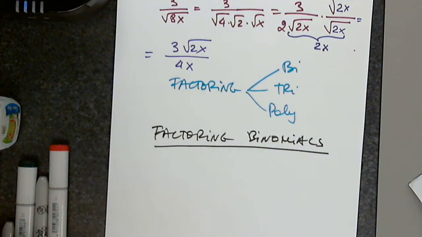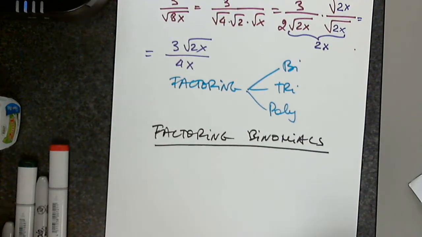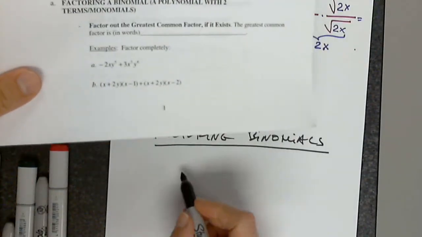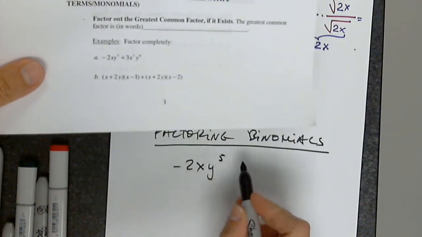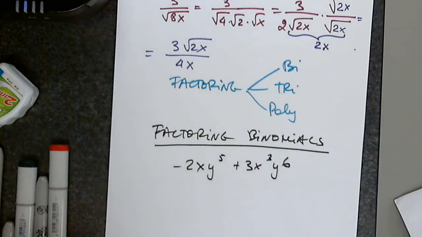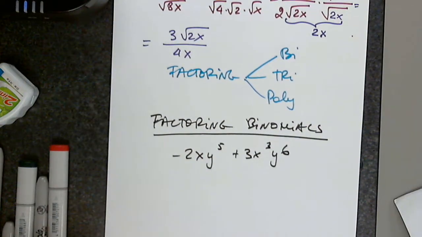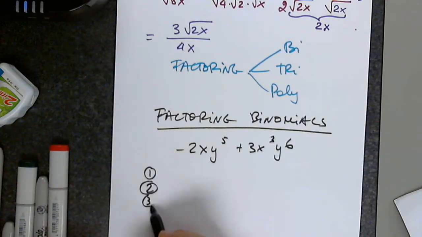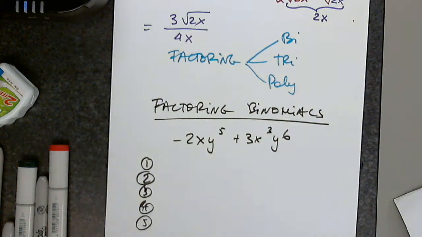Factoring binomials. What is a binomial? Well, it's something like two terms, right? So, for example, if I copy this first example, negative 2xy to the 5th plus 3x cubed y to the 6th, this is a binomial. Two terms. Okay. In the strategy, I have the following steps. For binomials, I have 5 steps.